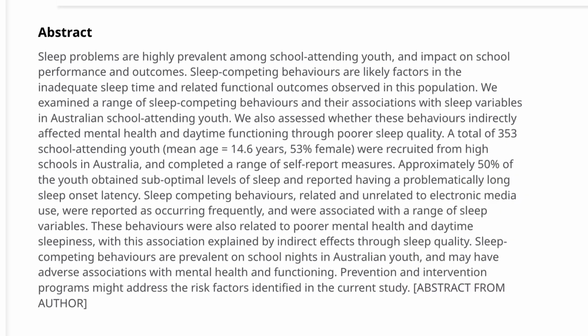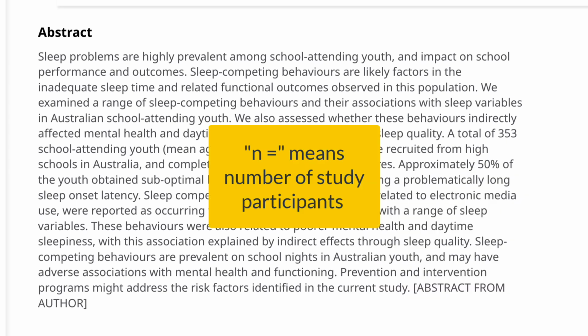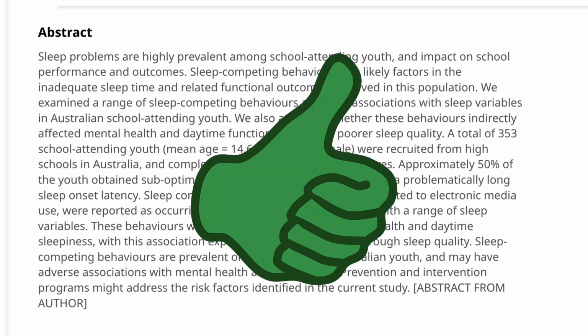Sometimes you'll also see the abbreviation N equals and then a number. This is scholar code for the number of study participants. That tells me that this article is definitely a primary study.